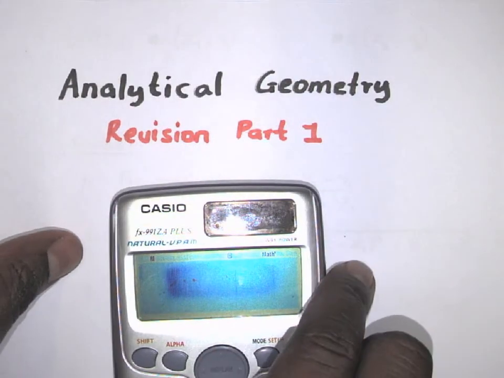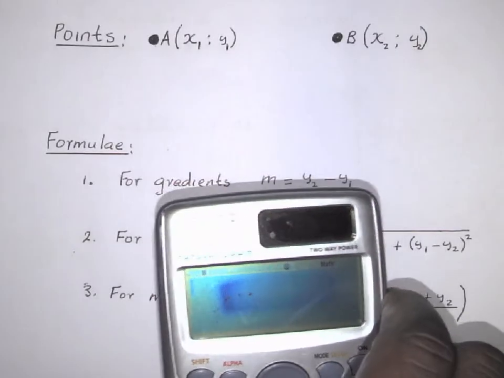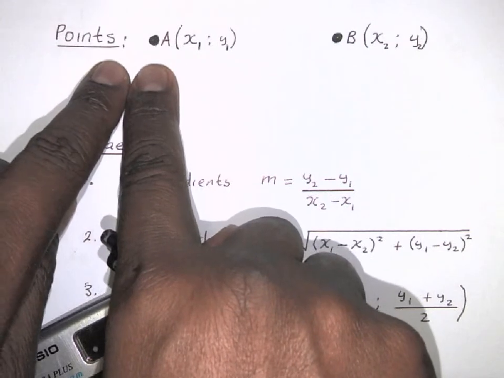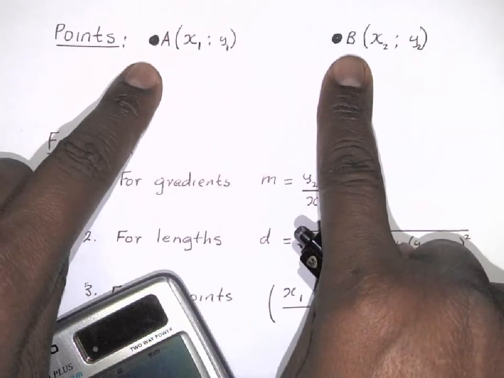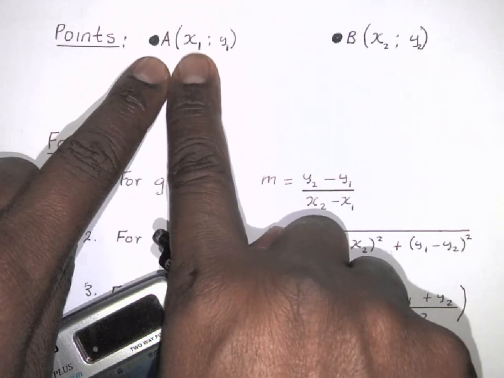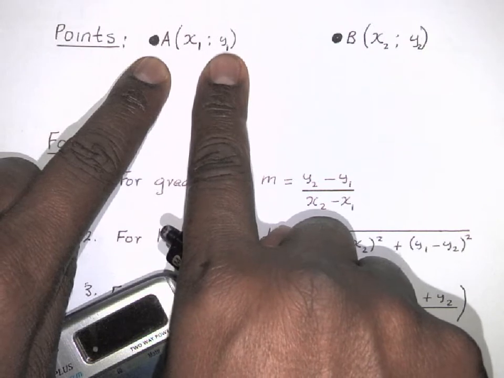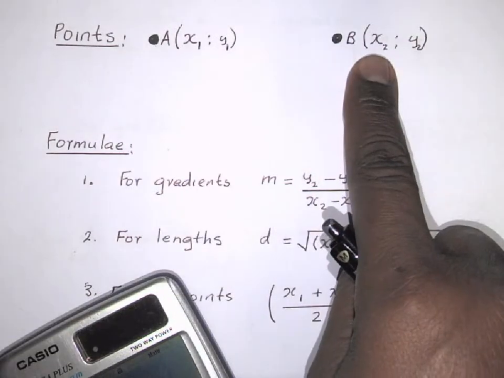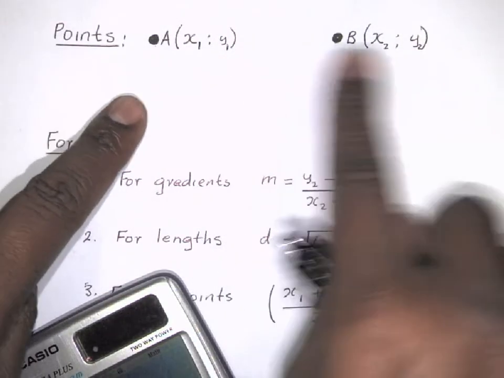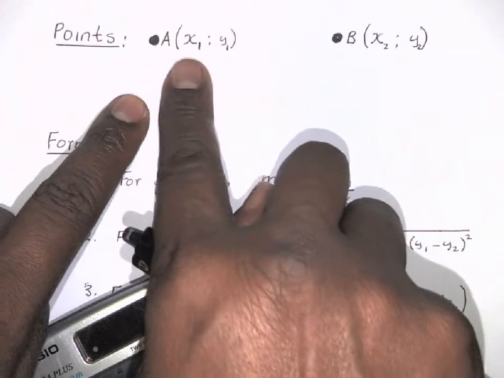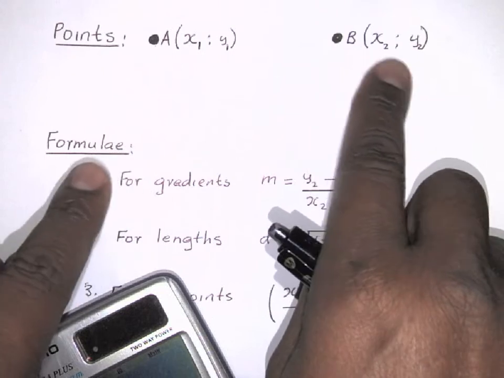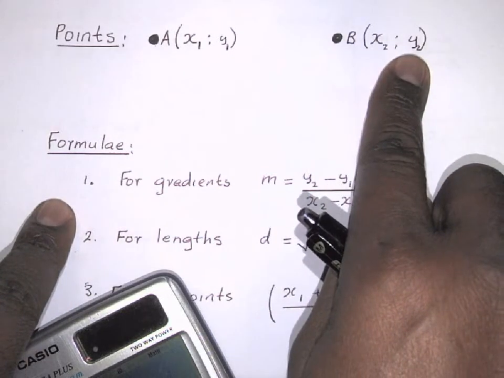Before we can do some examples, let us recall that if we are given 2 points, let's say this point A and this point B, each point is made up of 2 numbers. The first one is an x value and another one is the y value. Same thing with another point, you'll have an x value and a y value. So differentiate between the 2 points. If this is the first point, you'll have x1 and y1. If this is the second point, it will be x2, y2.